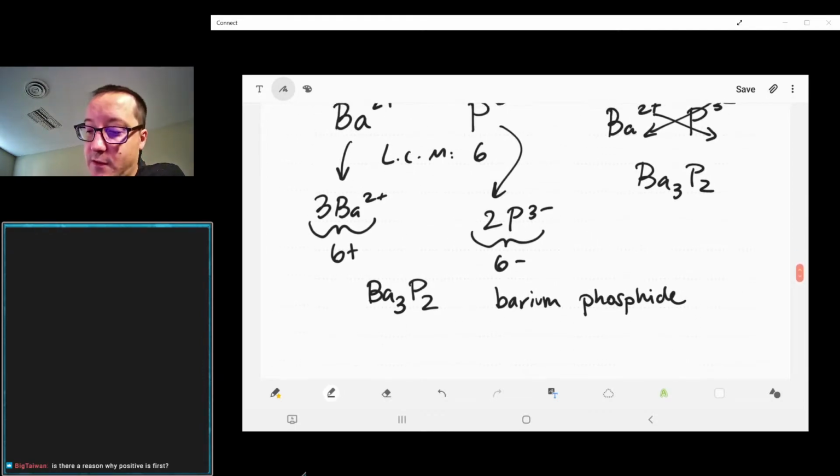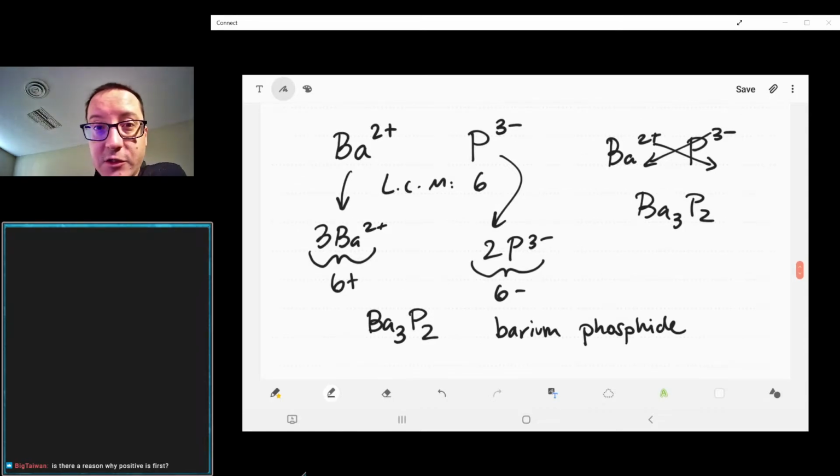Is there a reason why positive is first? That's just the convention. We always write the positive one first. Typically with any compound, we will write them in order of least electronegative to most electronegative. Again, this is just the convention. We'll learn about electronegativity next chapter, 5b. But that's kind of the way we do it. However, the easier way for us to do that is just we do the positive one first. So, hooray. And that's just kind of the way it is. Chemists like to think positive. Who knows?